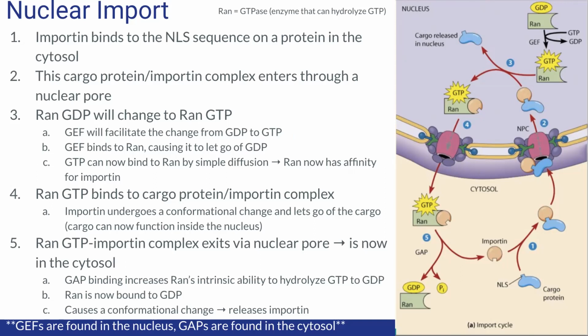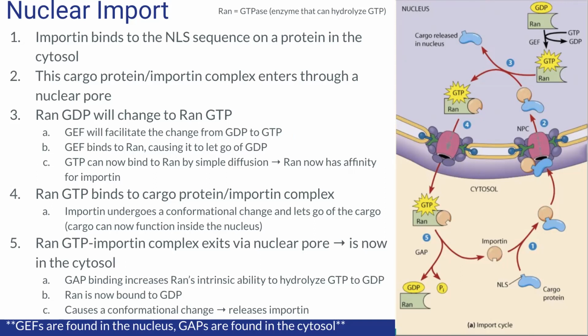And then once it's inside the nucleus, RAN in its GDP bound state does not have affinity for importin. So GEF, also known as guanine exchange factor, is going to assist RAN in exchanging GDP for GTP. When GEF binds to RAN, it decreases its affinity for GDP, which allows it to let go. And then GTP, which is in decent concentrations in the cell, can diffuse in. And then once GTP is bound to RAN, it gains affinity for importin. I'm just gonna stop there and see if anyone has questions. Okay.